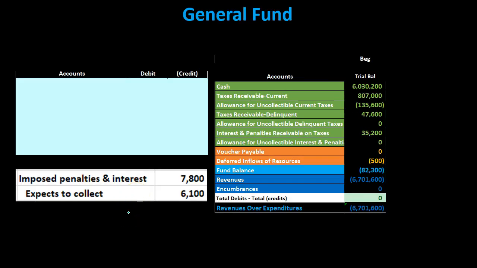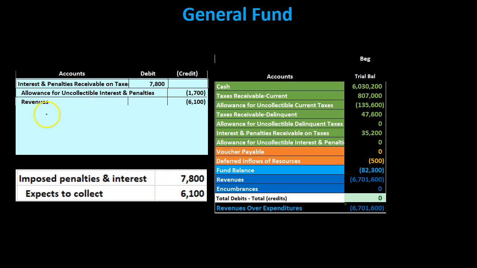Back to the general fund, we're going to say we imposed interest and penalties now. So we're going to impose interest and penalties. That means we're going to debit a receivable type account, not the current receivables, because by definition it's basically delinquent. They're interest and penalties based on delinquent activities, and we're actually going to make its own account called interest and penalties. So we're going to say that there's an amount that's going to be uncollectible. The difference between the two, the 7,800 and the 6,100, we think is uncollectible. That's 1,700. We'll put that into a related allowance account. And then the difference, we're going to record to revenue.